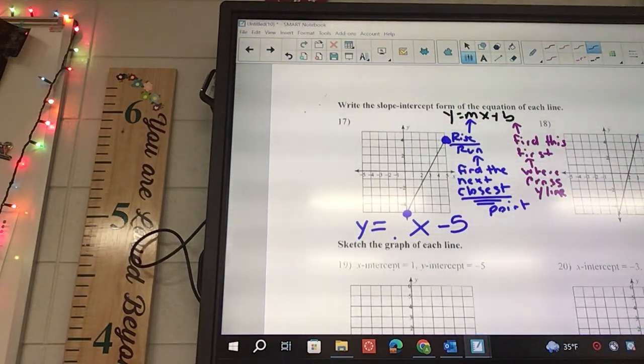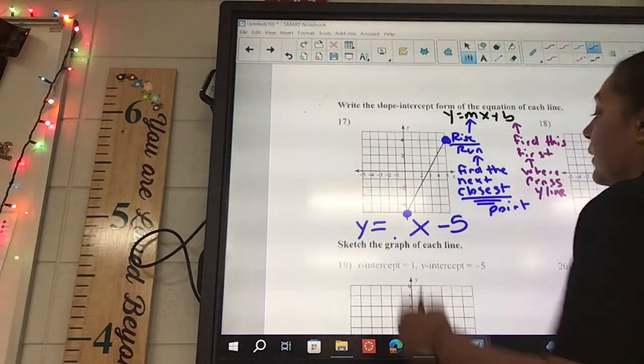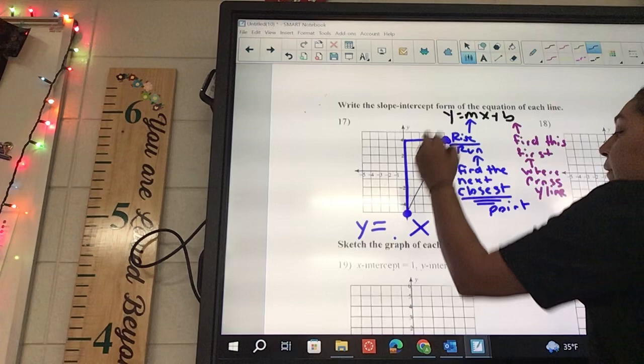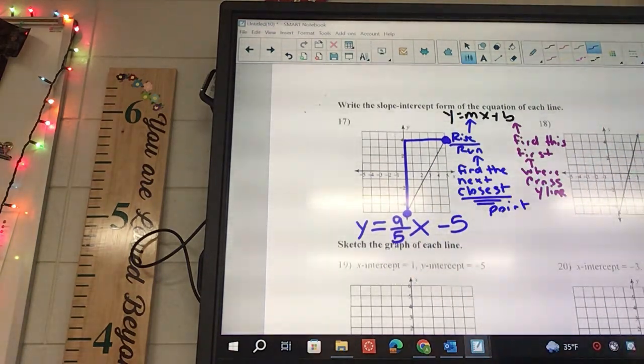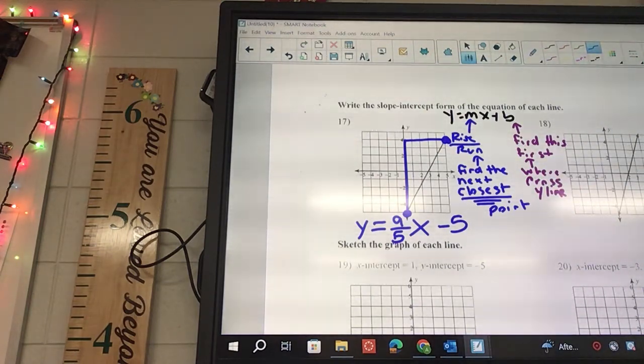Okay, so how much do you go up? How much do you go over? 9/5. Okay, now, if you do go over too far, you can type in 9/5 on your calculator and you'll see that it's not going to reduce. Whereas if you did up 8/4, when you type that on your calculator, it will reduce. Okay, so it's 9/5.